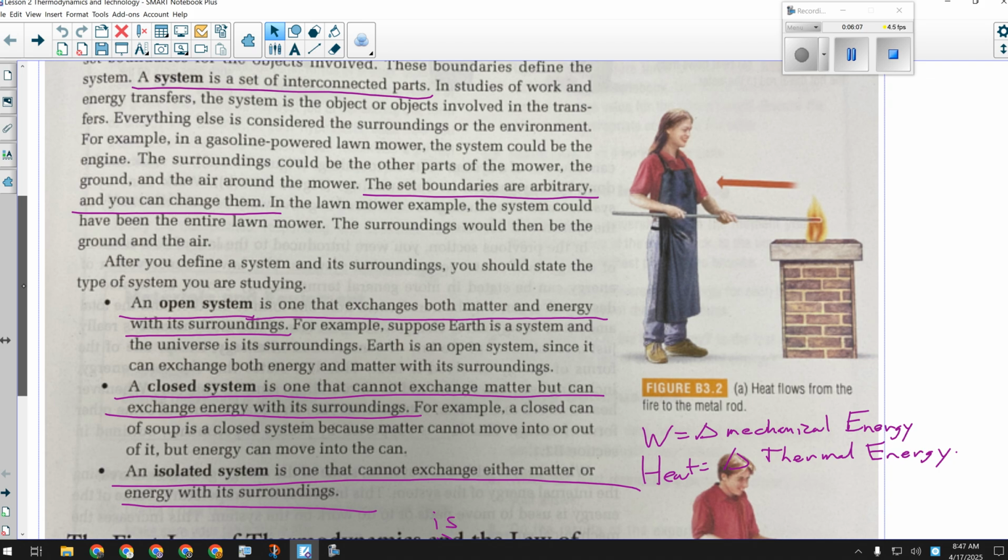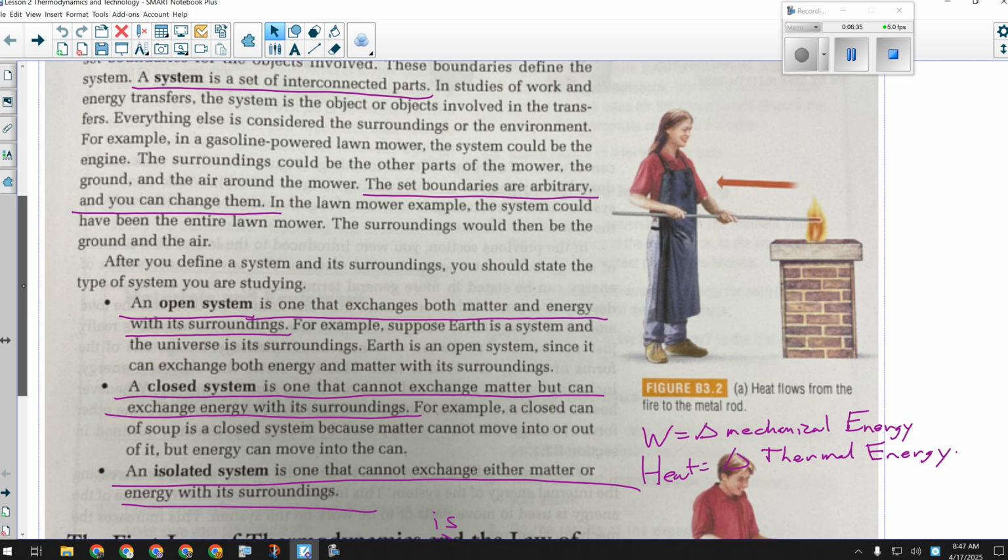So, laws of thermodynamics say that if you are an open system, you are exchanging both matter and energy with the surroundings. And there's no necessarily rule for which way it goes other than energy goes from hot to cold. Matter can go both ways. Now, a closed system is one that cannot exchange matter, so it's completely sealed, but still exchanges energy.